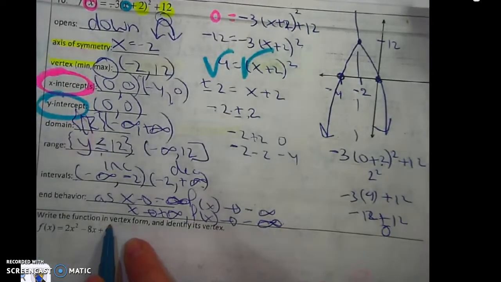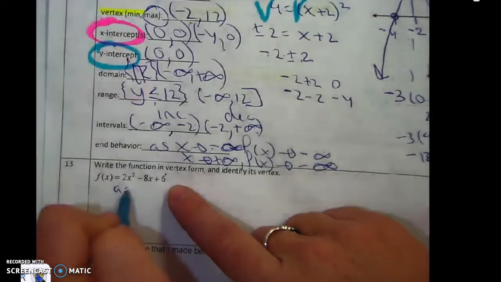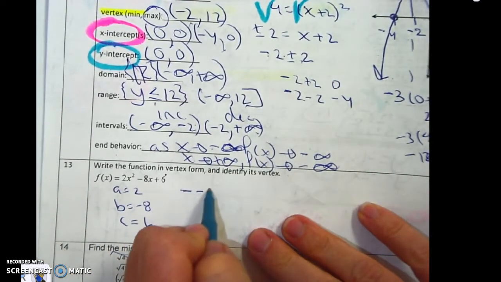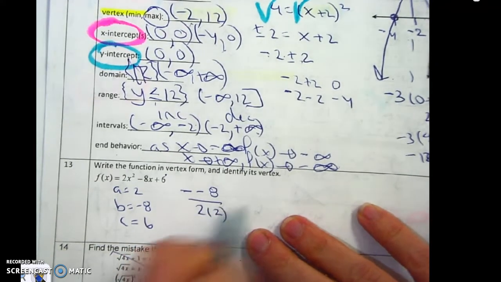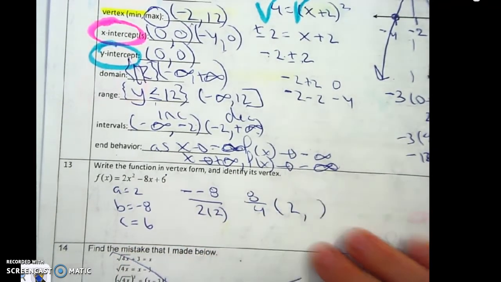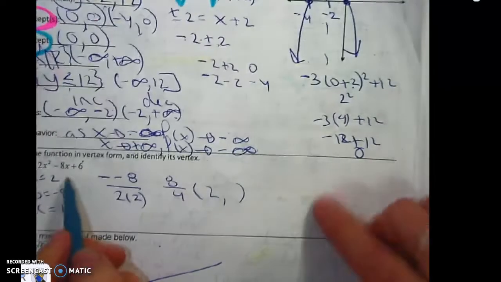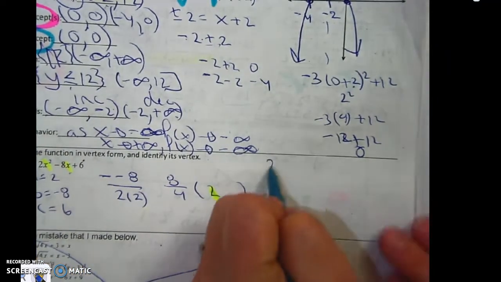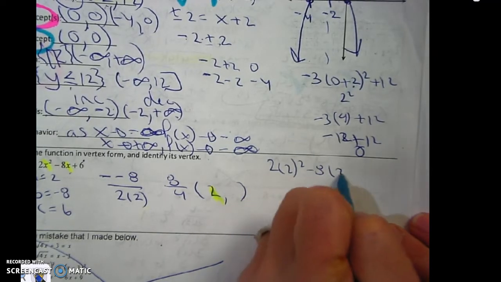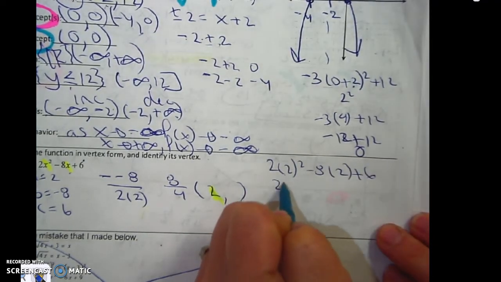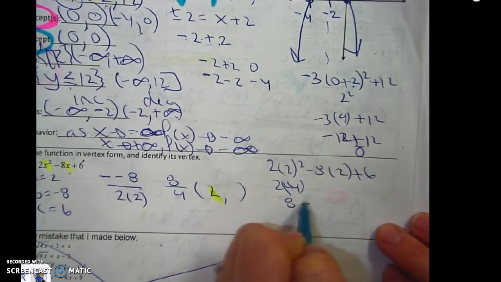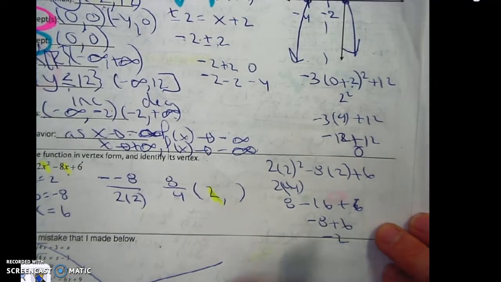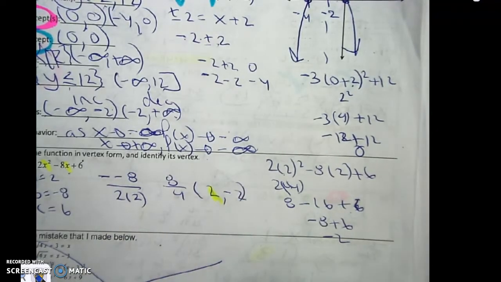All right. Find the vertex in vertex form. So a equals 2, b equals negative 8, c equals 6. Negative b over 2 times a. I got the x value of the vertex. Now I'm going to take the 2, plug it in. 2 squared is 4. 8 minus 16 plus 6. Negative 8 plus 6 is negative 2. So now I got the y value of the vertex.